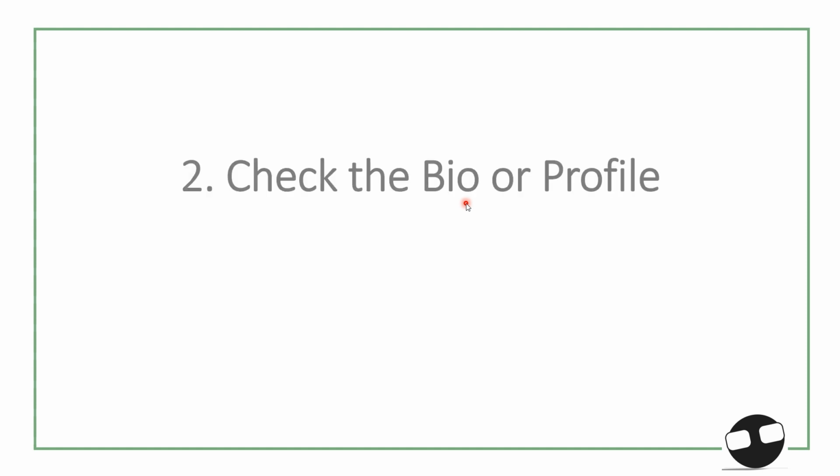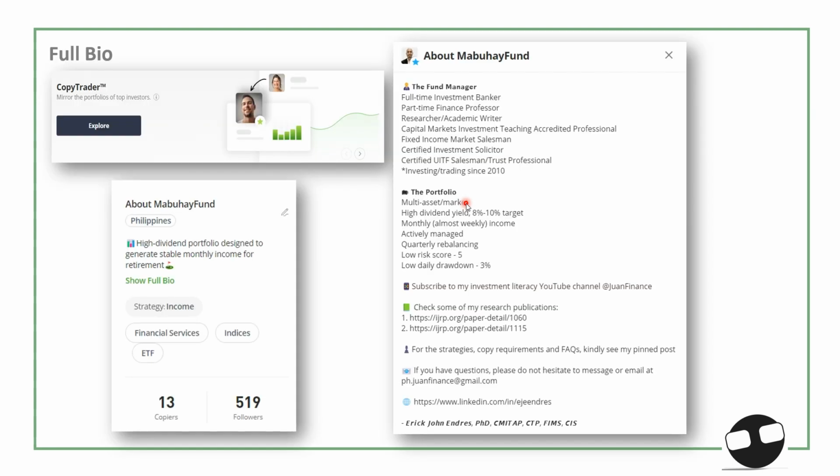And then for our topic number 2, we have check the bio or the profile of the PI. So if you are new to copy investing and you really want to copy someone, you have to read the portfolio of the PI and then explore, for example, here, if you click here, explore copy trading, you can actually search for specific individuals.